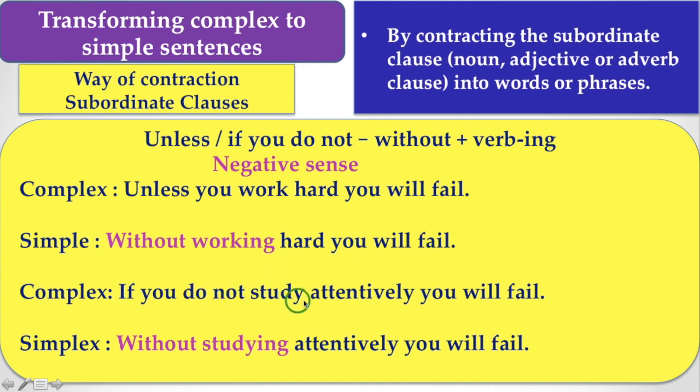If you do not study attentively, you will fail. Here also, without studying attentively, you will fail. So if the complex sentence begins with unless, if you do not, you just use without plus verb ing to make it a simple sentence.